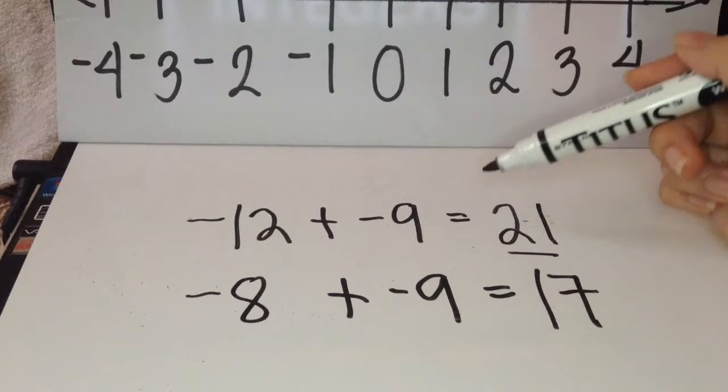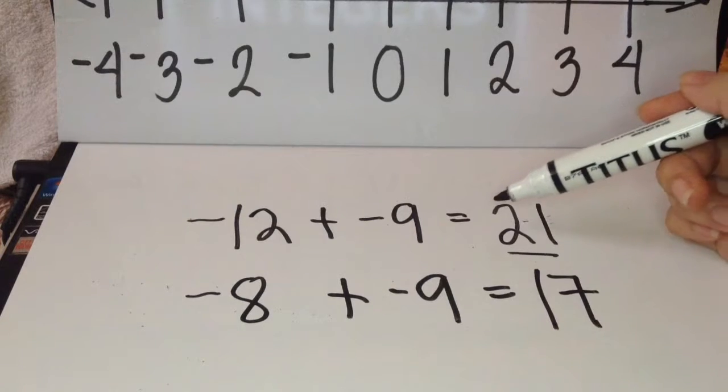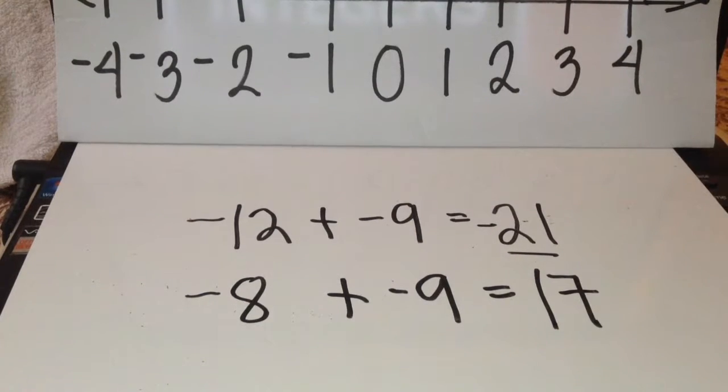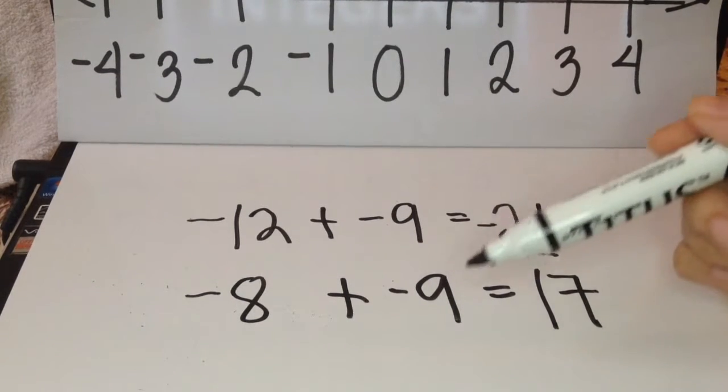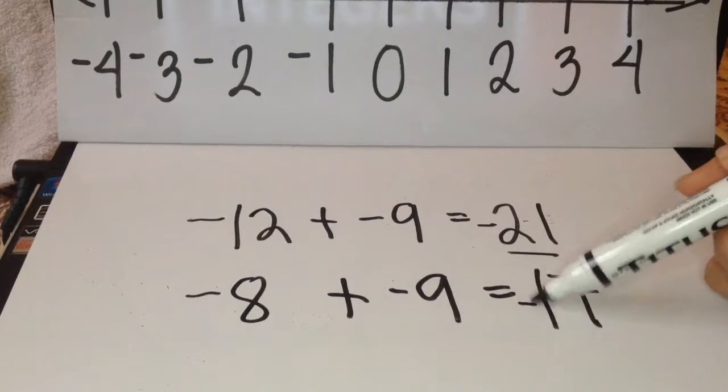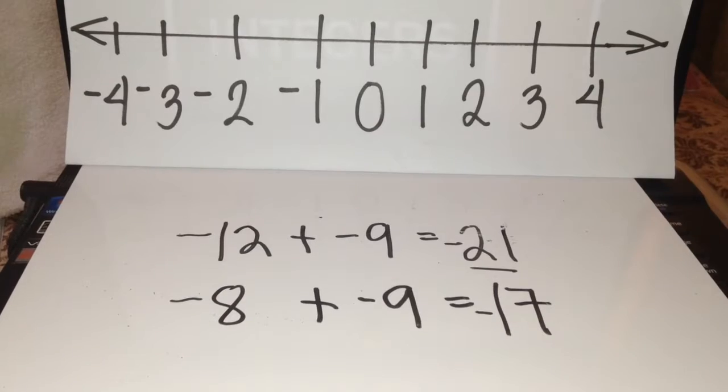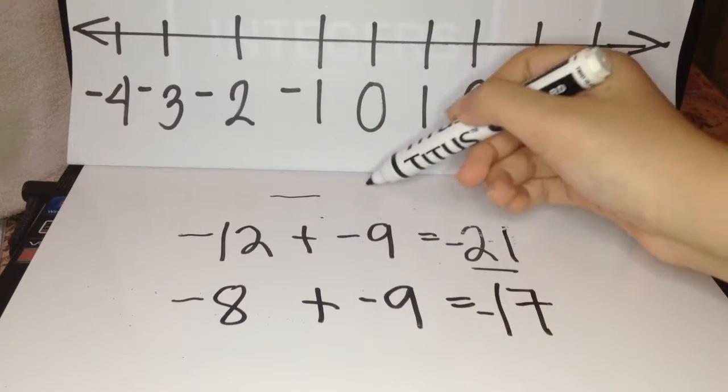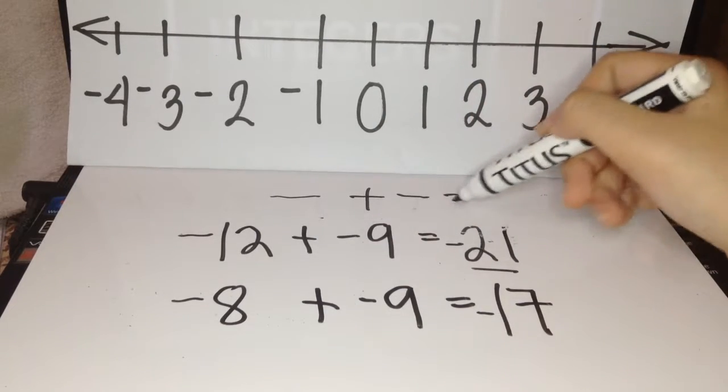So the answer to negative 12 plus negative 9 is negative 21, and the answer to negative 8 plus negative 9 is negative 17. So a negative added to another negative is a negative sum.